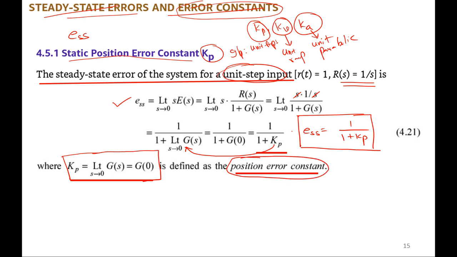So you should understand two things. Whenever the system is subjected to unit step input, what steady state error are we going to get? 1 divided by 1 plus Kp. And what is this Kp? How do we find this position error constant? Limit s tending towards 0 of G of s, it is nothing but G of 0. So we have seen the steady state error and the position error constant. Similarly, we will do the same analysis whenever the system is subjected to unit ramp instead of unit step. We'll see that next.